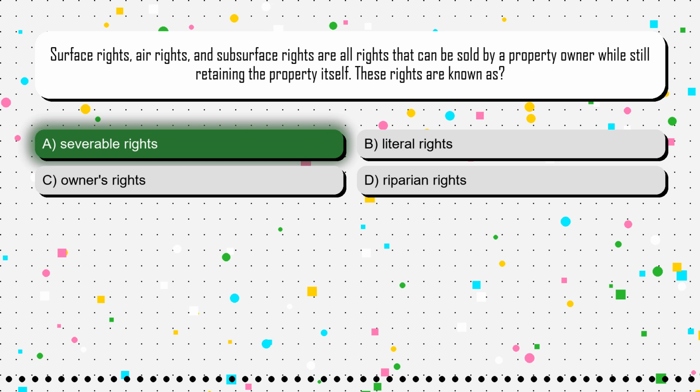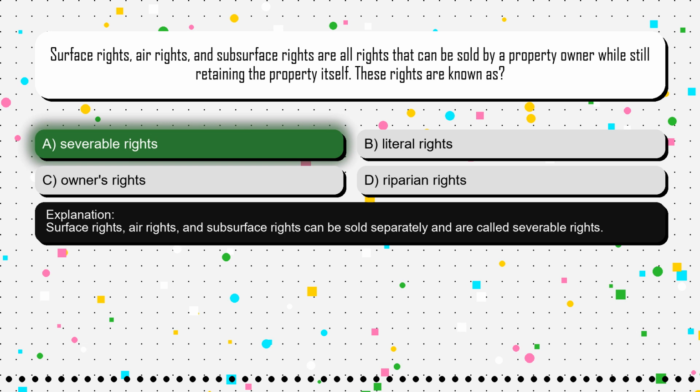The correct answer is option A, severable rights. Surface rights, air rights, and subsurface rights can be sold separately and are called severable rights.